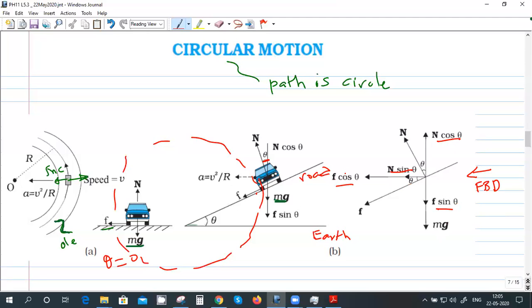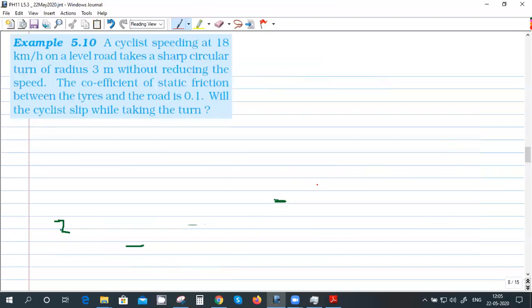Here in this case, the radially acting force is the friction force. Friction involves mu into N, towards the right. Okay, let us solve this problem.